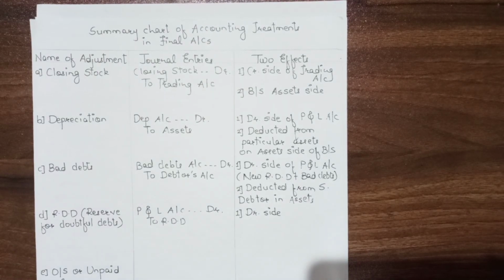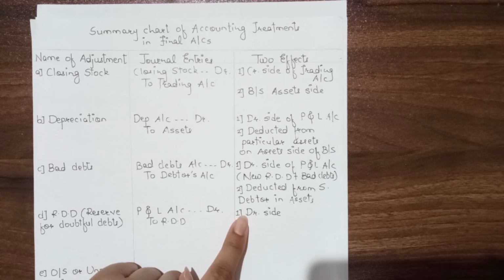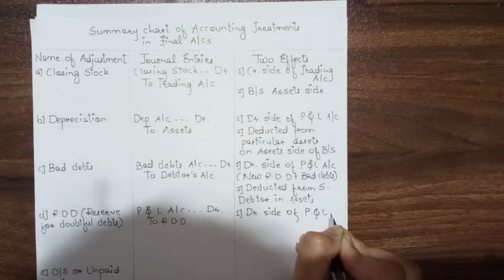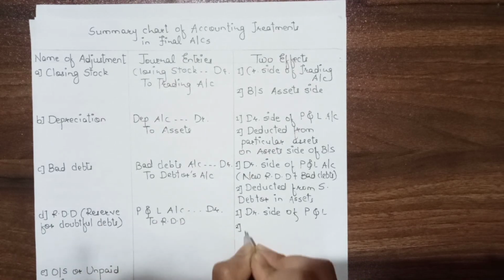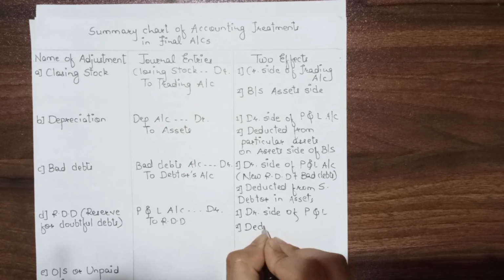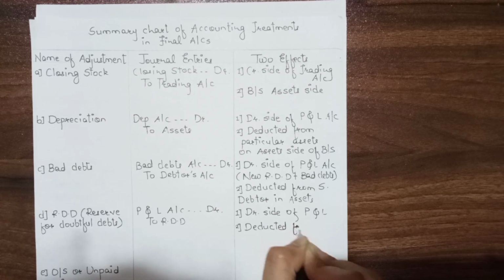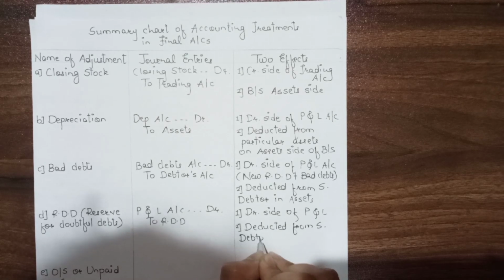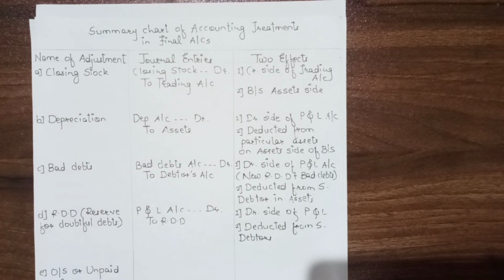This DR is a short form of debit, don't get confused. It is the word debit which I have written in short form. Debit side of profit and loss, and second effect, deducted from sundry debtors. Okay, so this is the second effect.